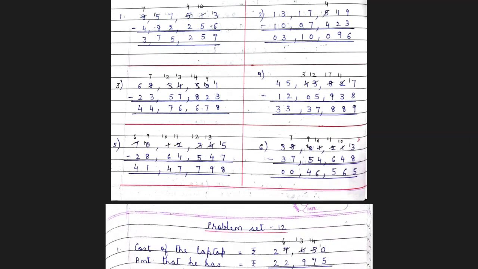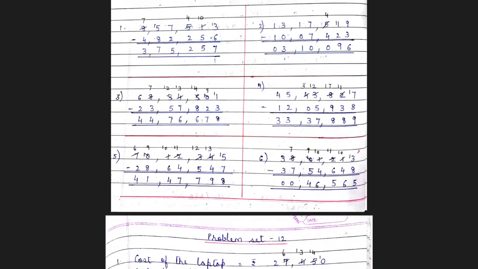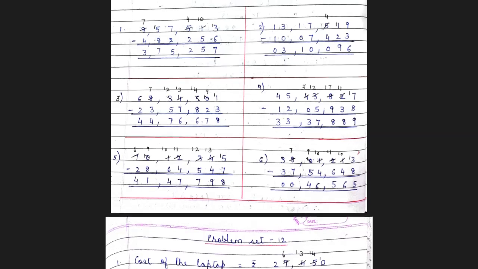68,34,501 minus 23,57,823. Now, the numbers which are borrowed, I have written in black ink and the others are in blue ink for you to differentiate and be able to understand. We start with the units place 1. 1 minus 3 not possible, so it borrows. Now from 0 it cannot borrow. So first 0 borrows from 5 and it becomes 10. 5 has become 4. 10 gives 1 to the unit place 1 and it has become 9. Now 11 minus 3 answer is 8.